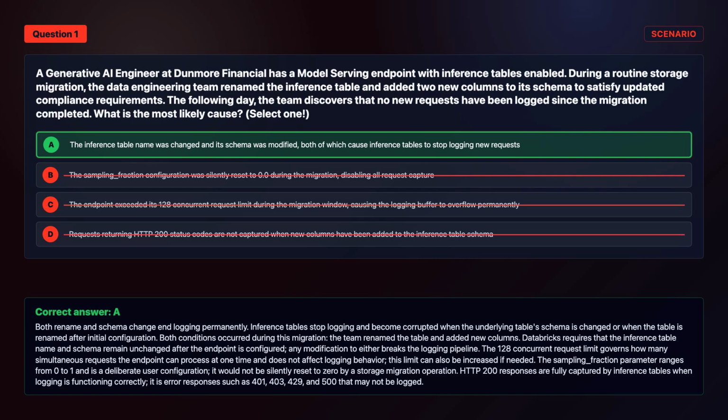The 128 concurrent request limit governs how many simultaneous requests the endpoint can process at one time and does not affect logging behavior. This limit can also be increased if needed. The sampling_fraction parameter ranges from 0 to 1 and is a deliberate user configuration. It would not be silently reset to 0 by a storage migration operation. HTTP 200 responses are fully captured by inference tables when logging is functioning correctly. It is error responses such as 401, 403, 429, and 500 that may not be logged.